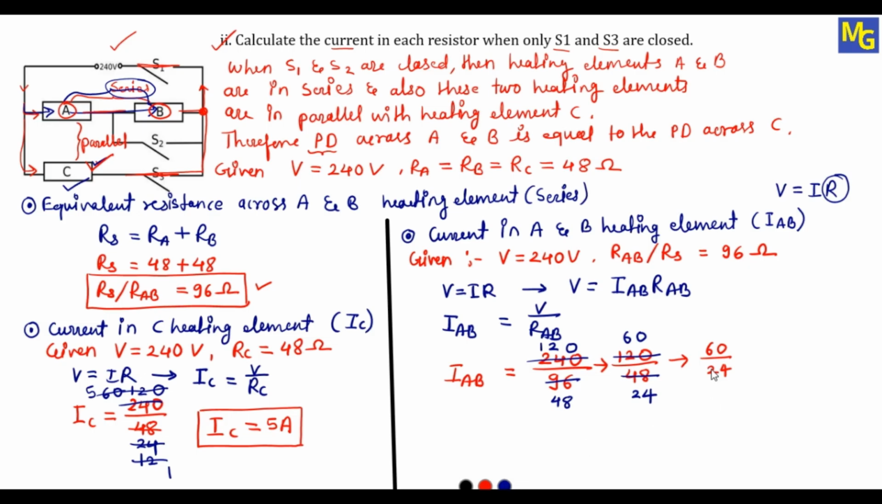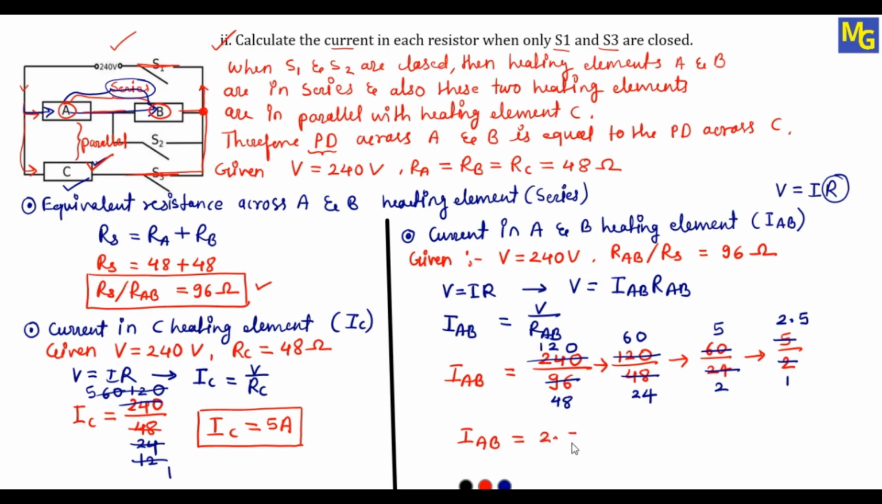We got 5 divided by 2. Still we can, so now this again we can divide. 2 1s are 2, 2 2s are 4, 2 5s are 10. And this is the last one. So here we can write the current flowing in A and B resistance will be 2.5 ampere. So this is the answer for the second question.